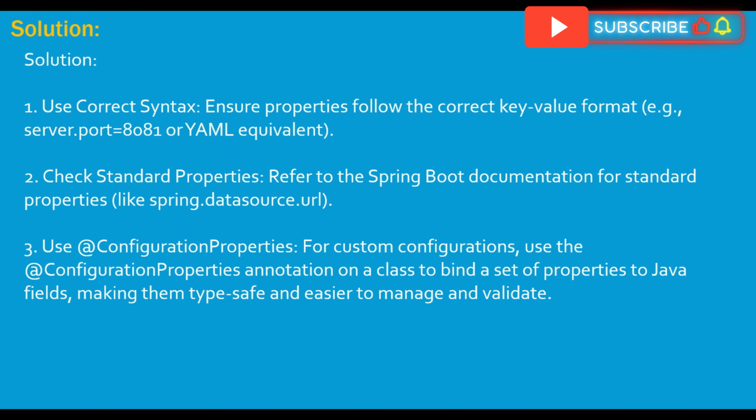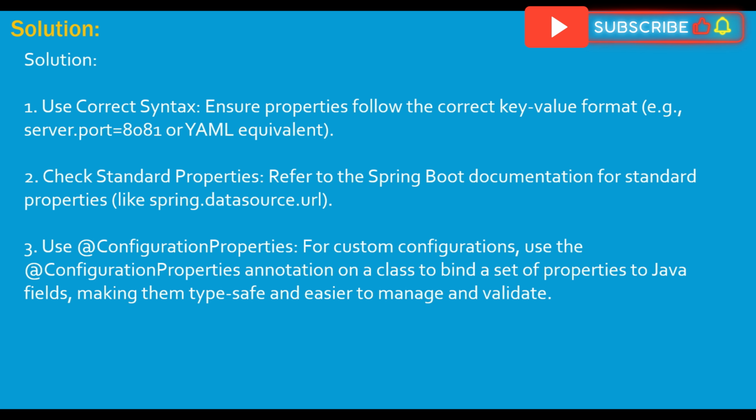As a solution, these properties have to be defined in the correct way as a key value pair. For example, server.port equal to 8081. Or if you define it in YAML format, make sure the format is not missed. It happens many times that a person using YML for the first time has not followed the spacing and tab formatting structure, and the application does not recognize it.